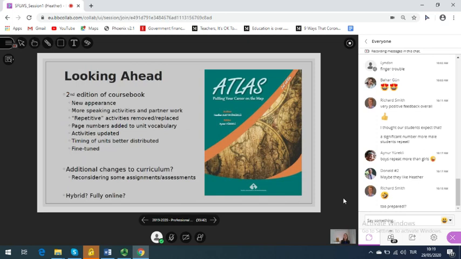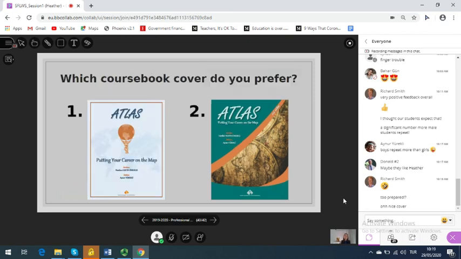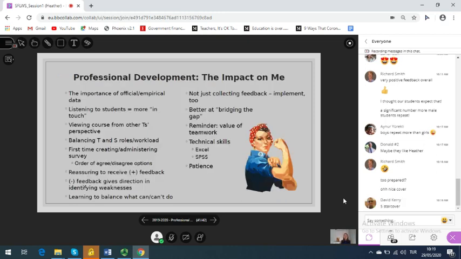Now, looking ahead to the course, we're working on the second edition of the book, with a new appearance. That seemed to be a big thing for most of the students, so it's different now. Give the people what they want. More speaking activities, changing the repetitive activities, maybe being fully online in the future. We'll see, who knows. But then we also have, I'll skip that because we're running out of time. Thanks, David. And this was the impact on me.